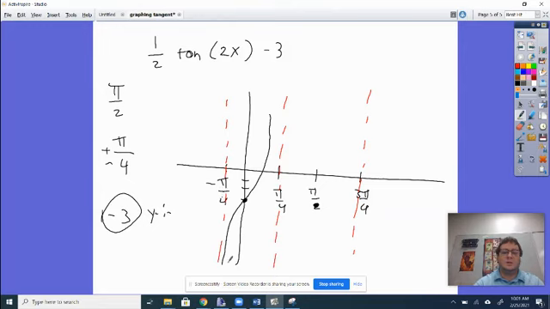Now technically, if normal tangent looked like this, what this 1/2 would do is make it look like this, where it's kind of flattened out a little bit. And if it was like a 5 or something, it would be super stretched out. It would look like this. Okay, I'm not going to be looking for that. For tangent, what I'm going to be looking for are all your asymptotes in the right spot. You should have 3 at least.